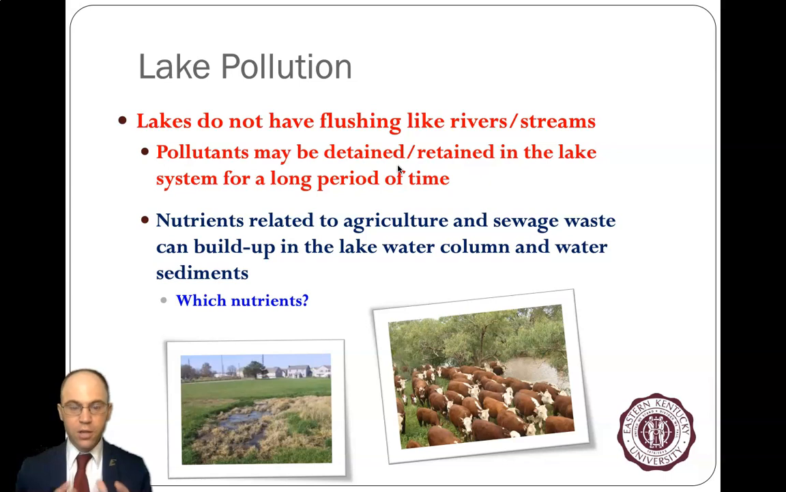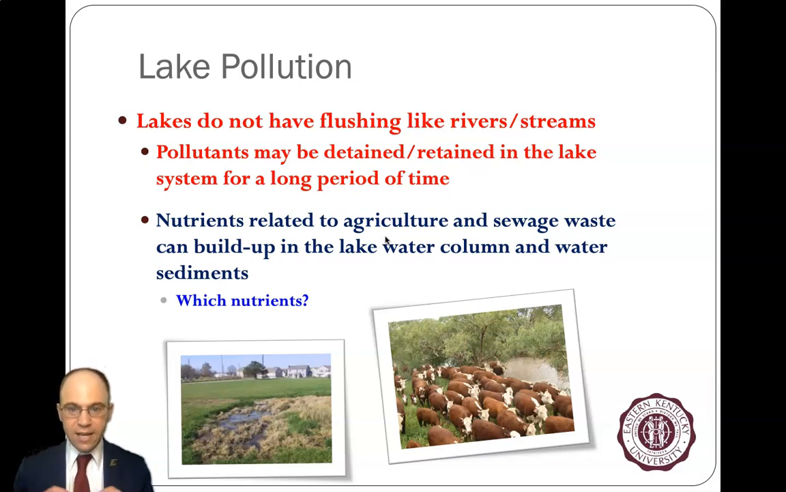And nutrients, particularly related to agriculture if you're in rural America, as well as sewage waste if you're in urban or suburban areas, can build up in the lake water column and the water sediments. And when I use those terms, urban or suburban areas, sometimes the pollution from an agricultural source far away will actually find its way into a river or stream that will then make its way to an urban setting where there may be a lake and a community located along that lake.